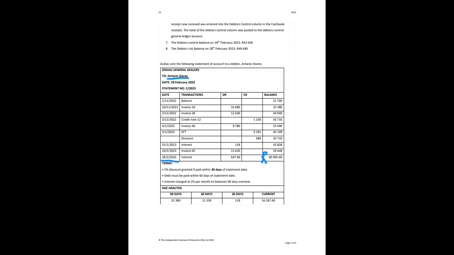5% discount is granted if the customer pays us within 30 days of the statement date. The debt has to be paid within 60 days of the statement date at the latest, and if it's paid after that, we will then charge them interest at 2% per month on balances that are 90 days overdue. So remember, the 2% interest is only charged on the rand value that is 90 days and older. We don't charge them interest on the entire account, only those amounts that are overdue.